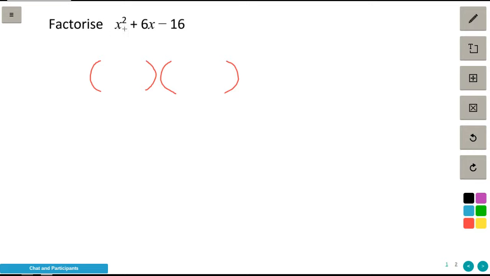So starting with the x squared, the only way we're going to get that, as before, is by having an x in the front of each bracket. So x times x will give us the x squared. That's clue number 1 sorted.